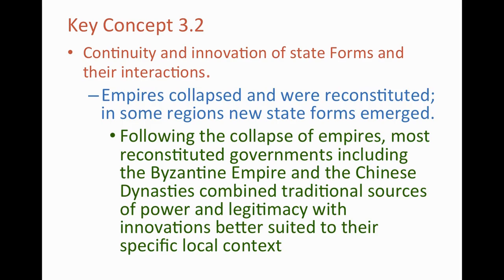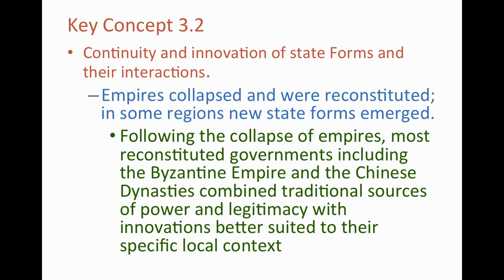All right, guys, so this is Key Concept 3.2. Key Concept 3.2 states continuity and innovation of state forms and their interactions. So this is focusing on, again, the political structures of these empires, right? So empires collapsed and were reconstituted in some regions.